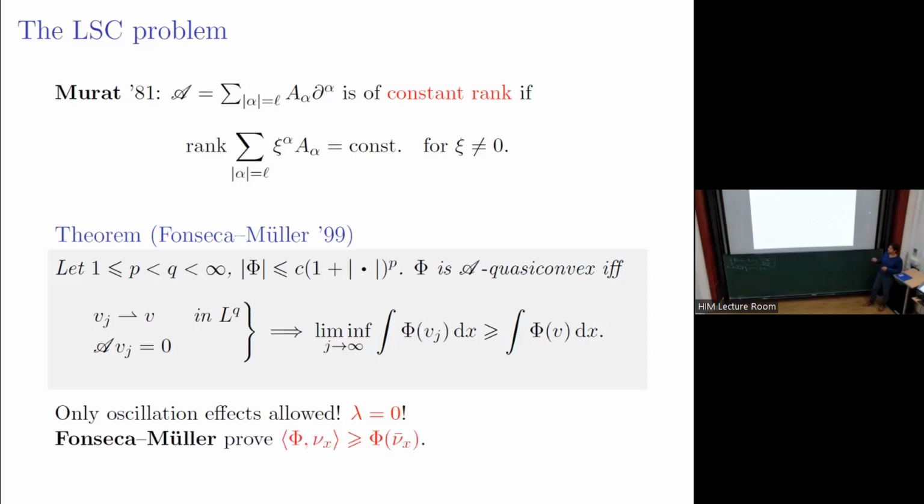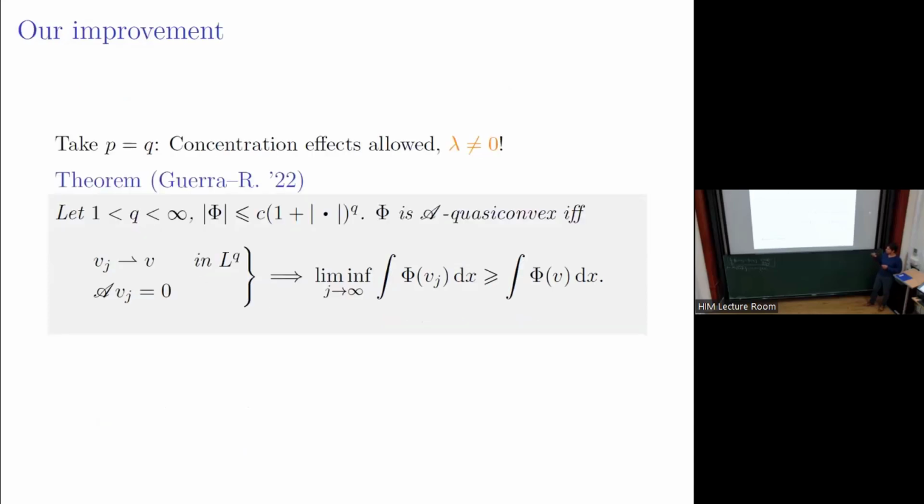How did they do this? They proved Jensen's inequality for a funny coupling. Phi is now quasi-convex, it's not necessarily convex, but it still satisfies Jensen with respect to the measures that are generated by A-free sequences. So it's if you wish a sort of duality, quasi-convexity, A-free Young measures. What we did was to show that actually quasi-convexity prevents concentration effects as well.